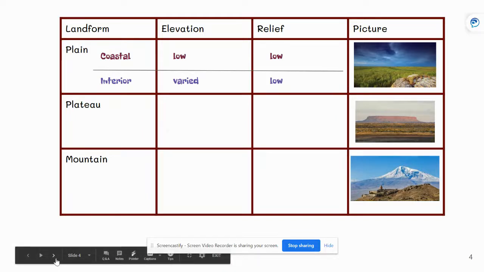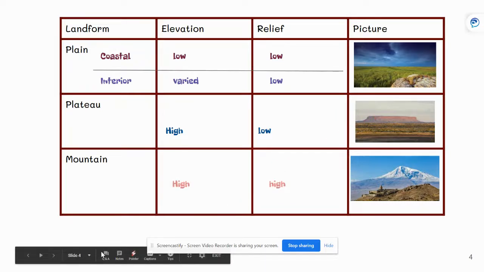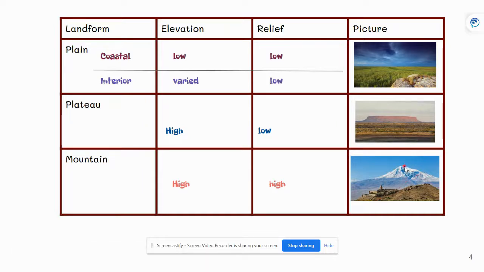That's different than a plateau. A plateau is going to have high elevation, so they're thinking of this part up here, that is high, and then very low relief, very flat appearance of that plateau. And then a mountain has high elevation and high relief. There's a big difference between the top of the mountain and the bottom. Again, pause this video right now if necessary to complete your chart on landforms.